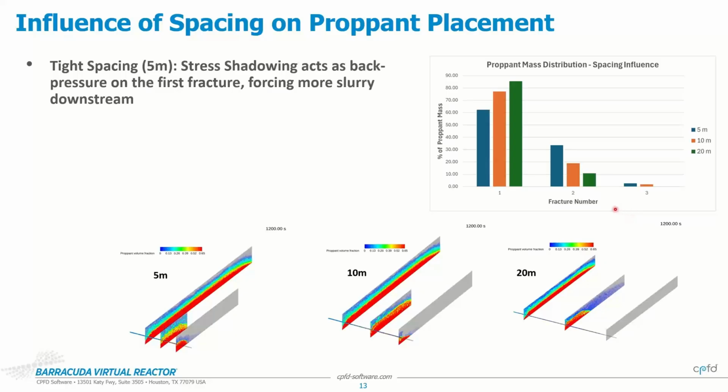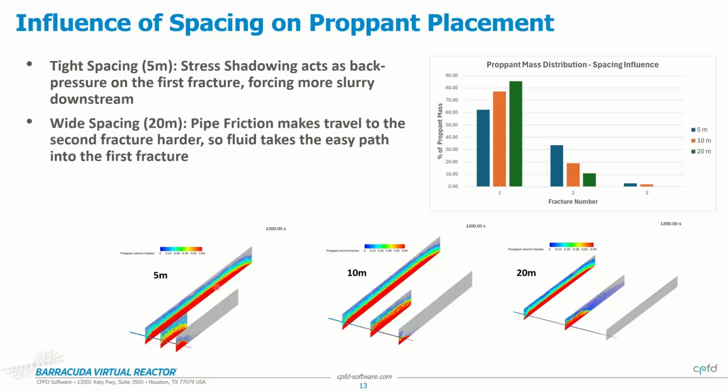So what's happening here is that when you have this tight spacing of 5 meters, because of the stress shadow effect I was talking about, you get a back pressure on the first fracture, and that forces more fluid to go into the second fracture. However, when you increase the spacing, let's say you go to 20 meters, pipe friction starts dominating. So the fluid loses momentum and the particles start to settle down. So most of the proppant ends up in the first fracture. Some of it goes into the second, and in all three cases, the toe fracture is pretty stark if you quantify the mass of proppant that is going into them.